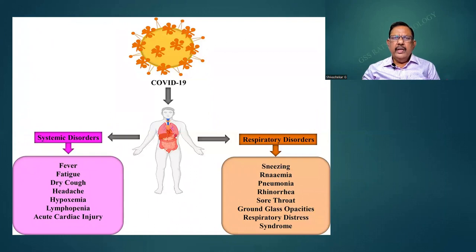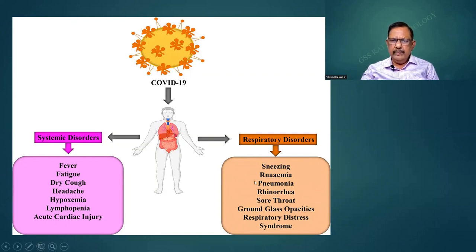Before that, always a general word on the manifestations of COVID-19. There are two forms of this. Basically, it is supposed to be a disorder causing an immense respiratory distress. So this is one. And there are the other systemic manifestations such as fever, fatigue, cough, headache, hypoxemia, lymphopenia, and cardiac injury. This is one.